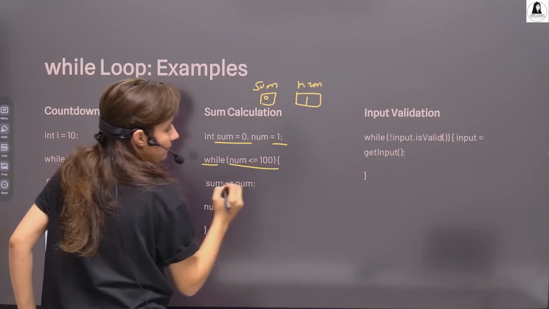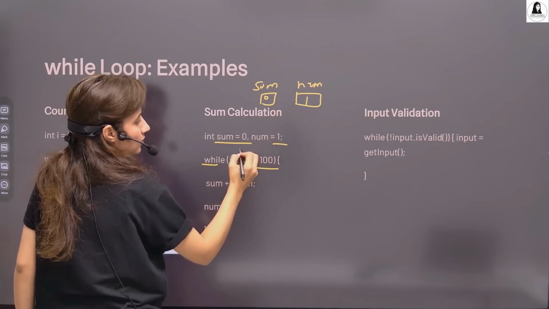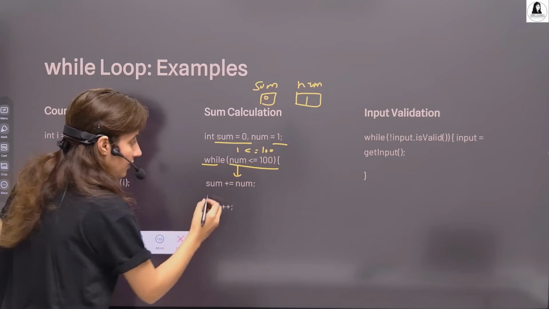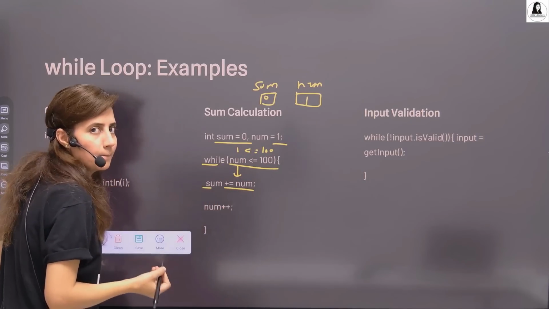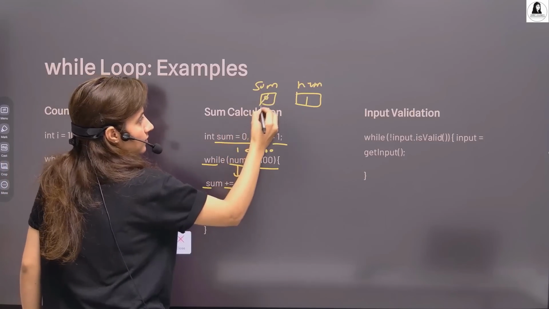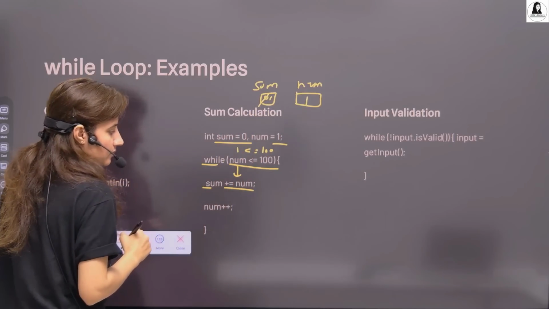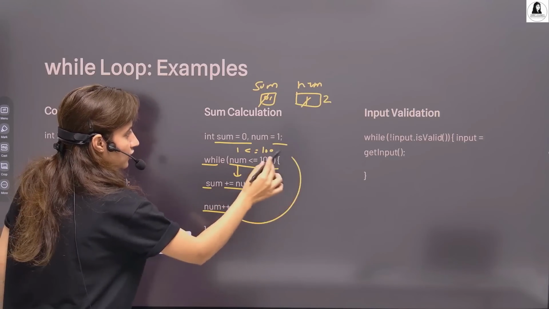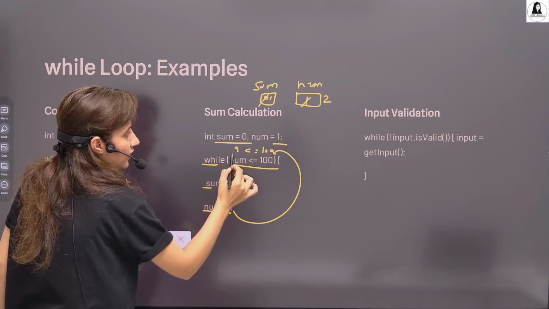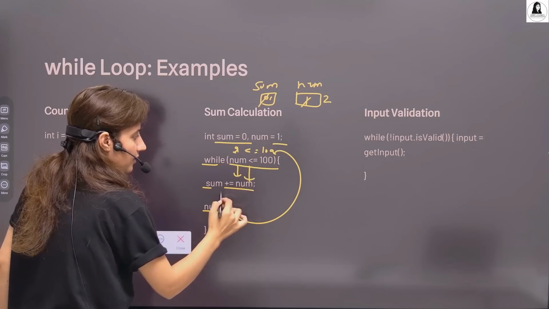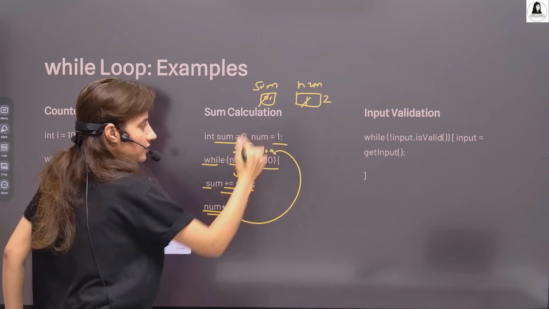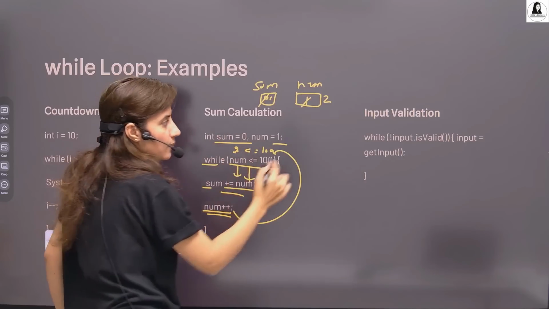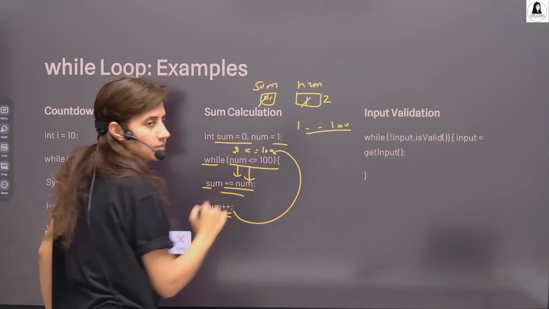Condition is while num less than equal to 100. So num is 1. 1 is less than equal to 100. Yes, condition true. So enter into this block and sum is equal to sum plus num. So now sum becomes 1 and then num plus plus. Now num becomes 2. Now again check the condition. Is 2 less than equal to 100? Yes. Again enter, again do sum, again num plus plus, and this loop would be in repetition till you get sum of 1 to 100 numbers.